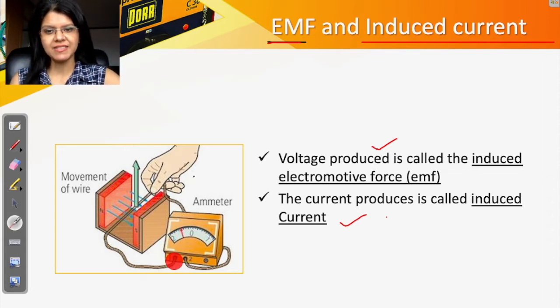So if the current is flowing, which is proved by the deflection in the needle of the ammeter, there has to be a potential difference created. Now the potential difference which is created is called the EMF, electromotive force. It is called the induced EMF. Why? Because we are inducing it, we are creating it. And the current which is produced in this manner is called, similarly, the induced current.